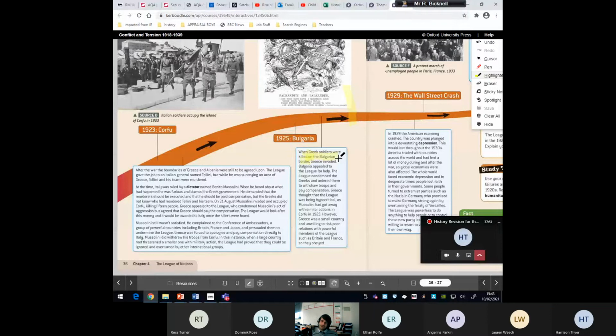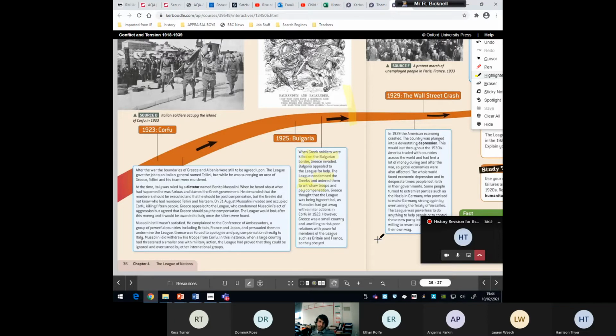And the League of Nations said, okay, right, yes, Greece, you're in the wrong. You have invaded this weaker country, another member of the League of Nations, and you need to leave. So basically, the League morally condemned Greece, and they ordered them to withdraw. Okay.